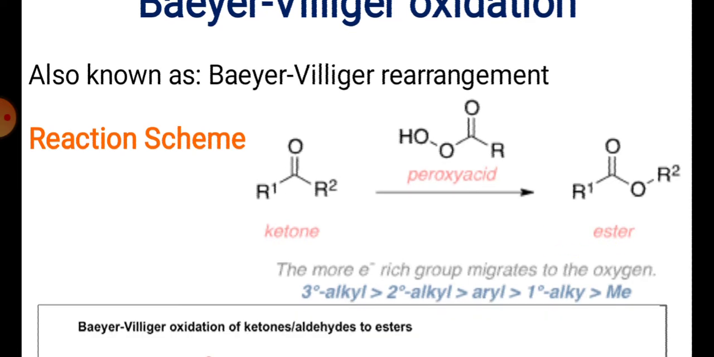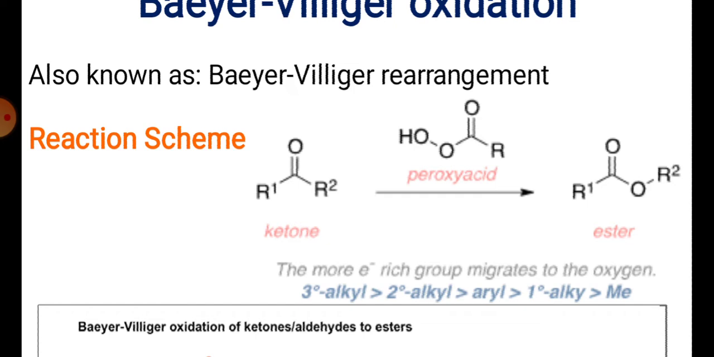Now the reaction scheme is here. Here the ketone is given. R1 and R2 are the carbon substituents, and the reaction takes place in the presence of peroxy acids. We have different types of peracids. They are oxidizing agents, which act as the reagent, and when they react with your ketone, there is a formation of an ester.